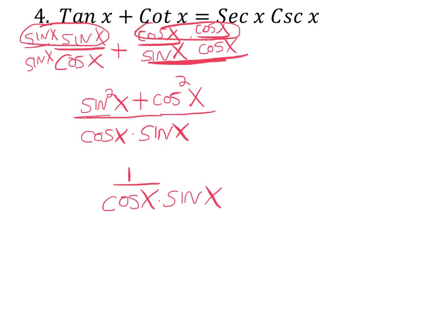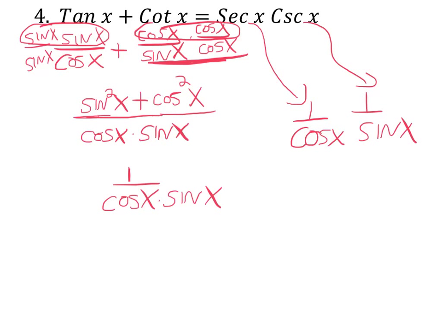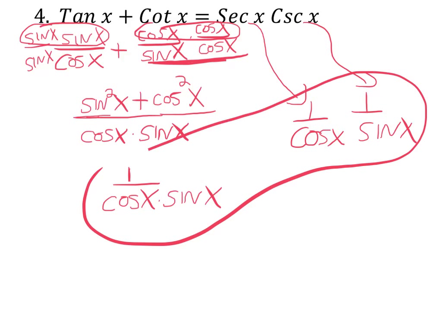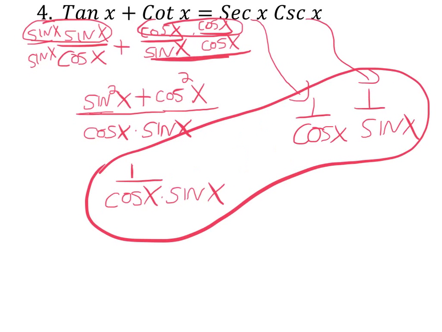Alright, and I guess there's a couple ways you could do it. I could look at the right side. I could say, this secant is the same as 1 over cosine of x. This cosecant is the same as 1 over sine of x. And then I can just prove that both of these are equal. So that's number 4. And then I just want to do one more, number 5.